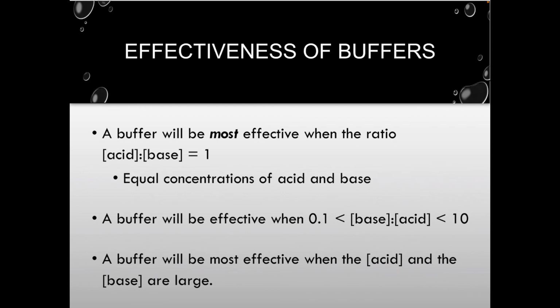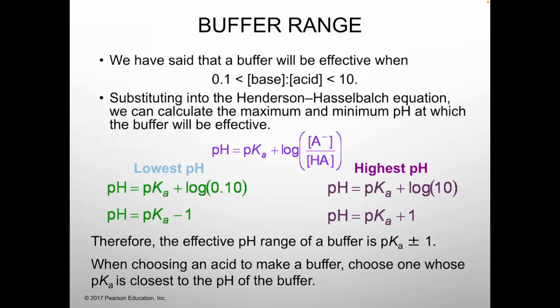Like I was talking about, our buffer is usually going to be most effective when our ratio of our acid to our base is 1 to 1, because then it can neutralize added strong acid or it can neutralize added strong base. Our buffer is considered to be effective when our ratio is between 0.1 and 10. Okay, and again, our buffer is going to be most effective when our concentrations of these acids and bases are large.